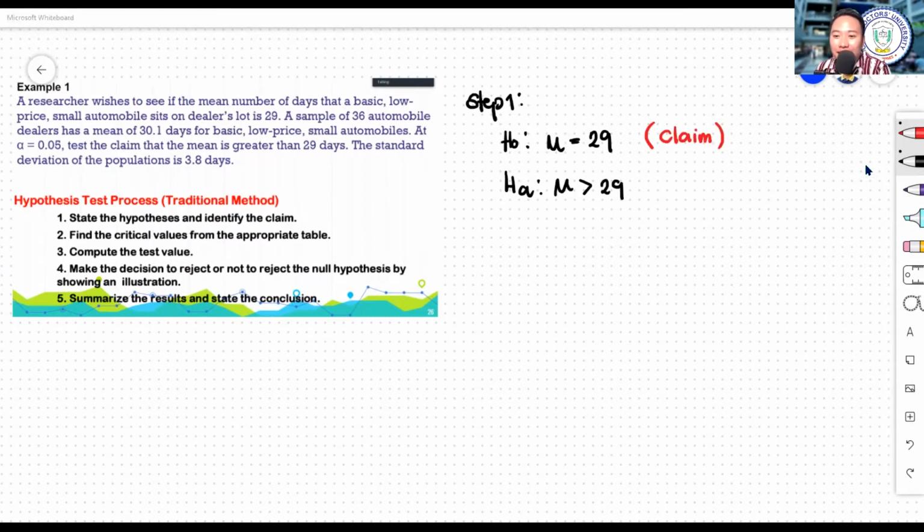Okay. Look at this statement here. If we were to understand that statement, guys, the reason behind it, if we translate that into our own terms, the researcher is trying to see if the mean number of days of the automobile dealer is really 29.